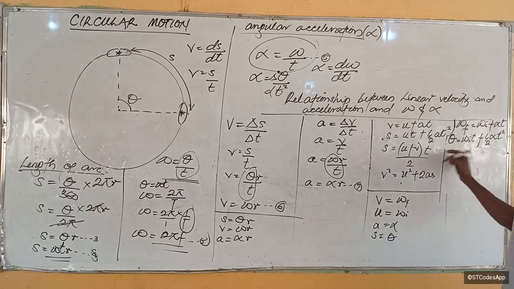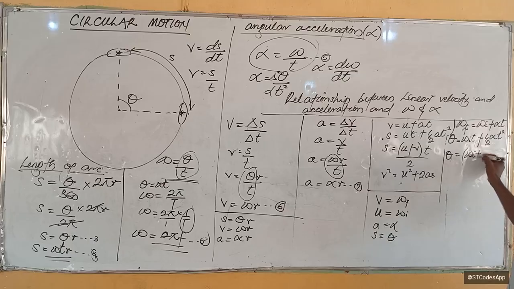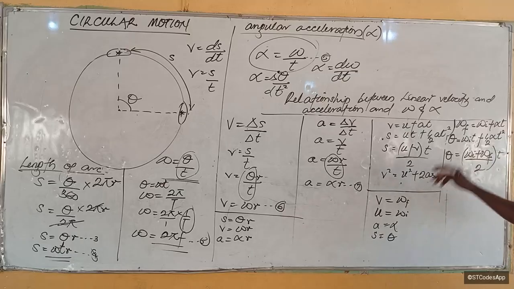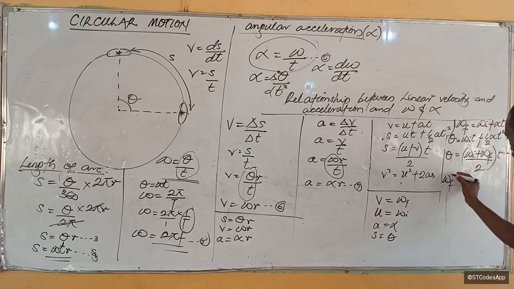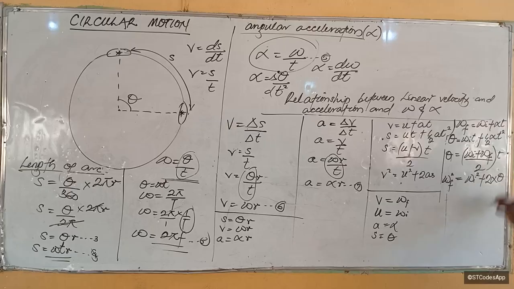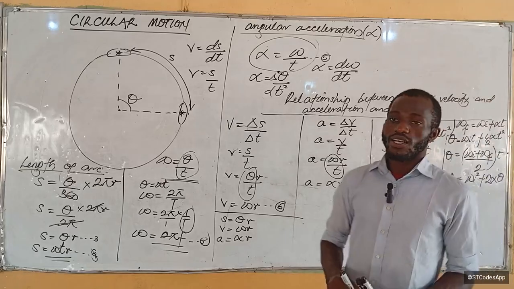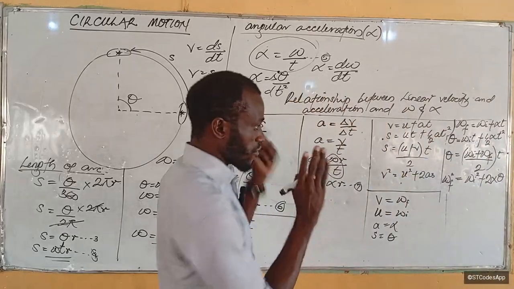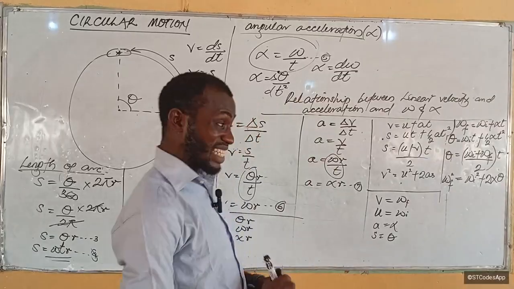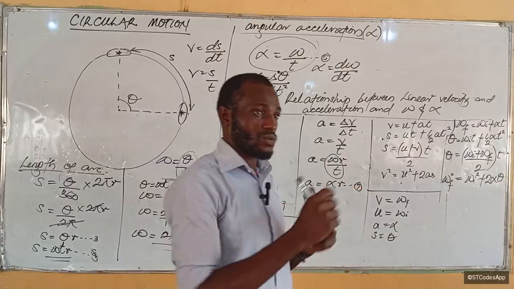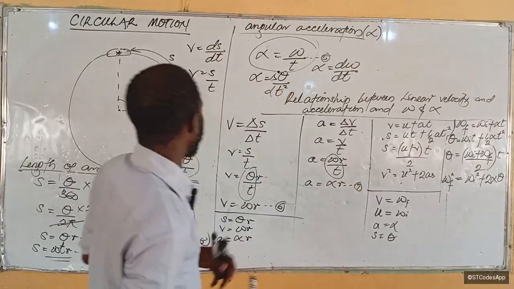For this one too, angular displacement is still equal to omega I plus omega F over 2 multiplied by t. And the last one, v squared, that is omega F squared, equal to omega I squared plus 2 alpha theta. Is it clear? So you see that the equations have not really changed much. Okay, it doesn't even change. It's just the parameters that we altered a little bit in their forms.